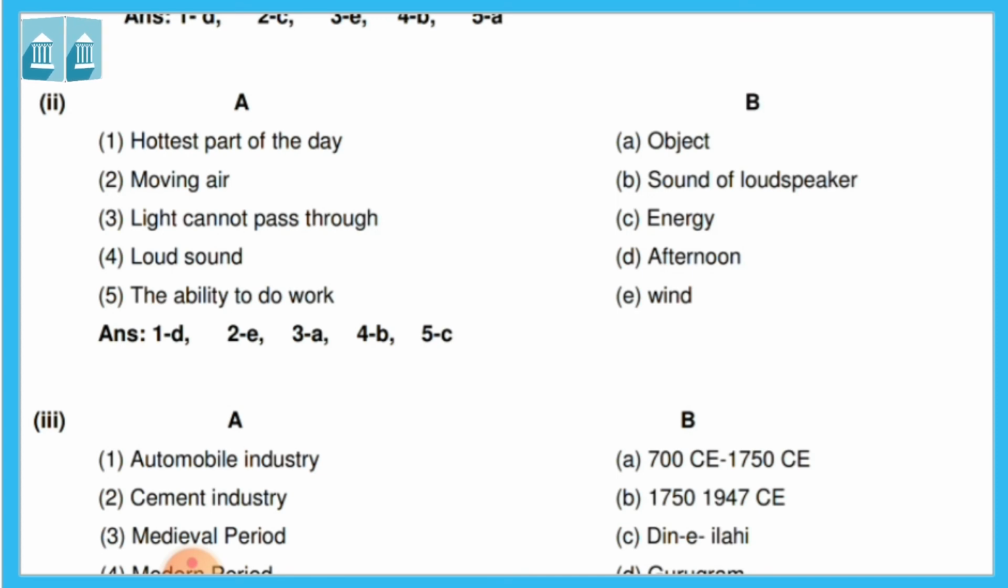Now the fourth one, loud sound. It is called sound of loudspeaker. The ability to do work is called energy. How much energy you have, how much energy you can do that work with, whether you are able to do this work or not, that is measured by the energy level of your body.